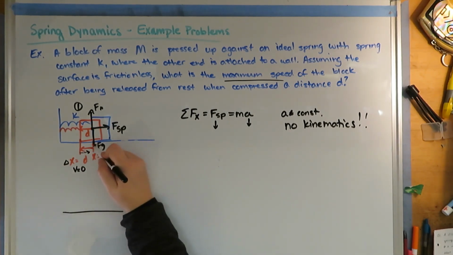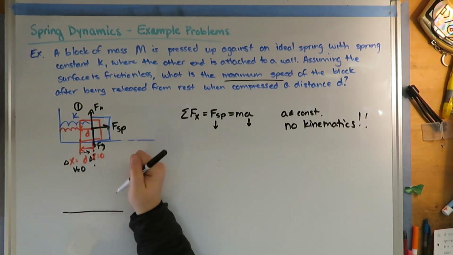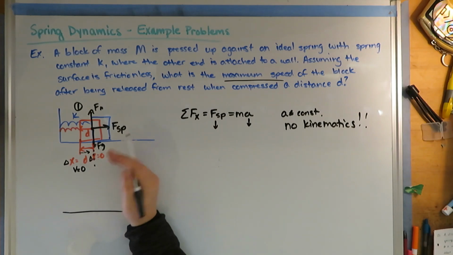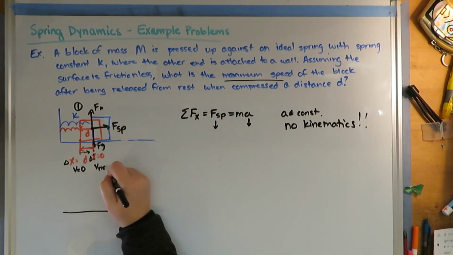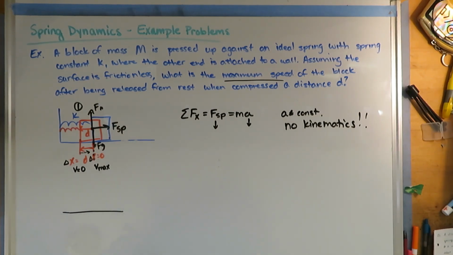When we get back here to the center, our displacement is 0, so we're going to have no potential energy. So where did all of that potential energy go? Well, it went to our maximum speed.